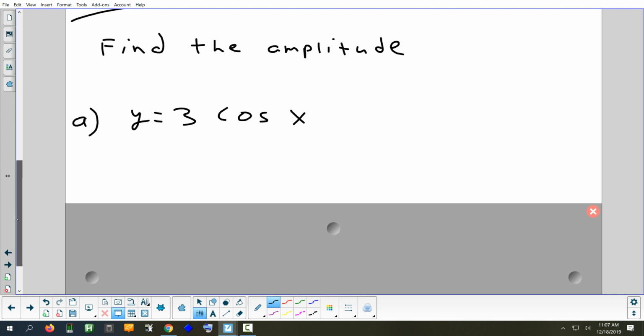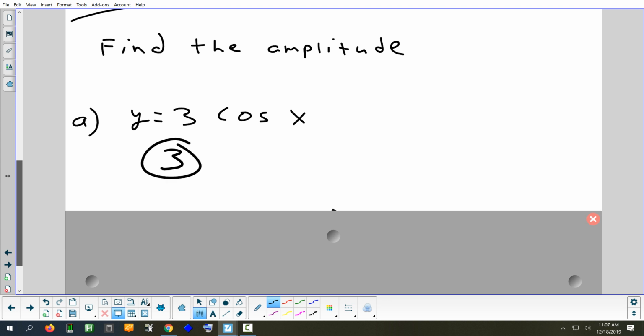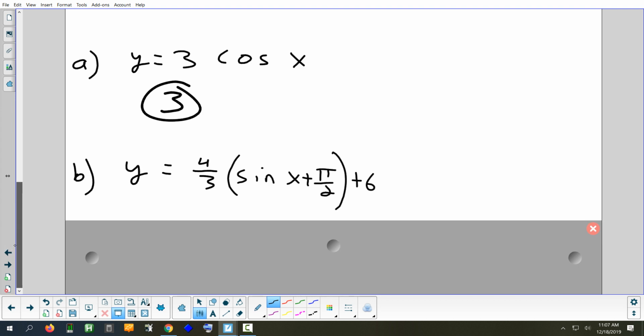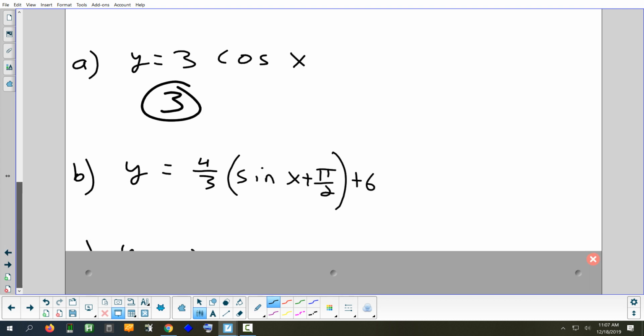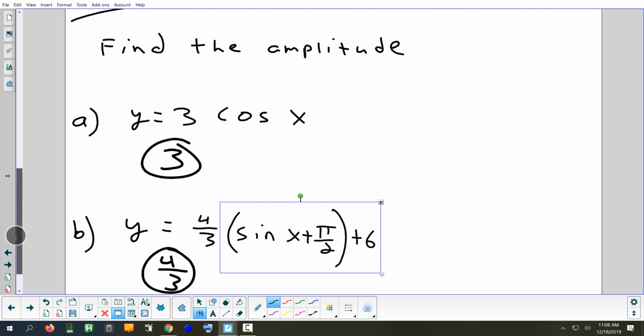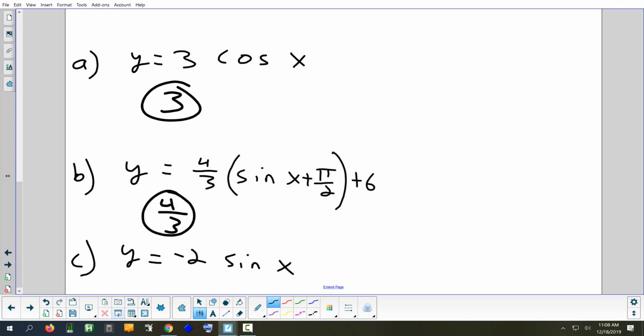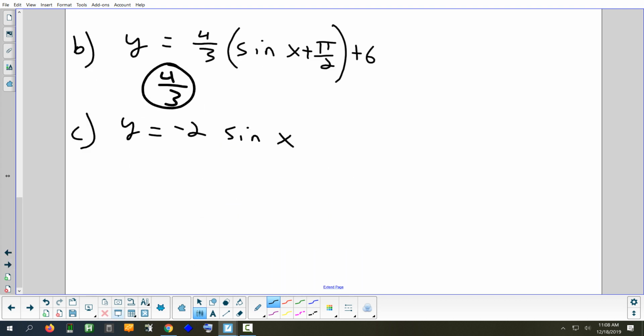All right. What's the amplitude there? Zach? 3. How about the amplitude there? Yep. 4 over 3. 4 over 3. There's other things happening too. There's a phase shift. There's a vertical shift. Neither one of those has anything to do with the amplitude. Right. You got to focus on the number that is in front. How about the amplitude of negative 2 sine x?